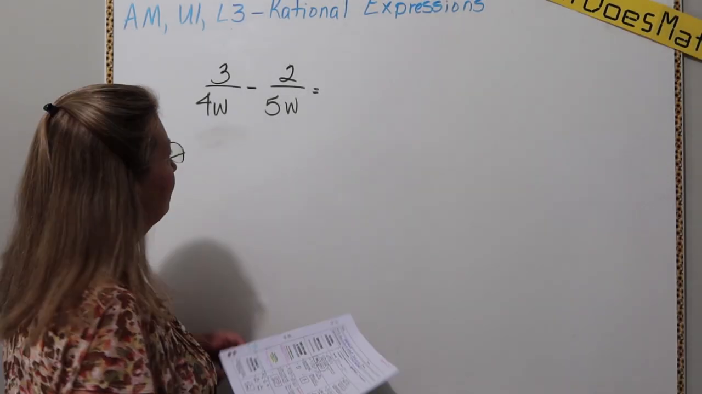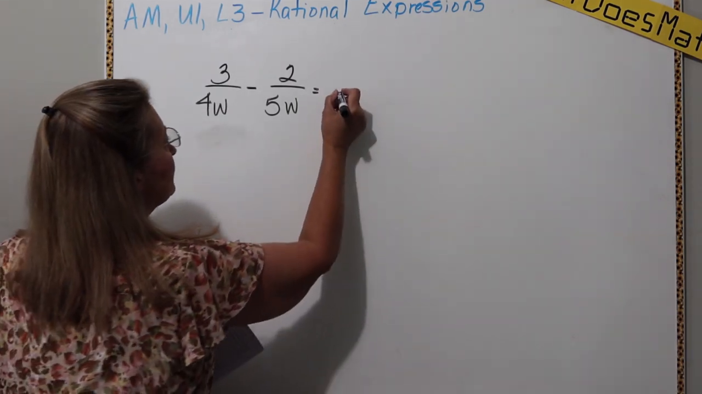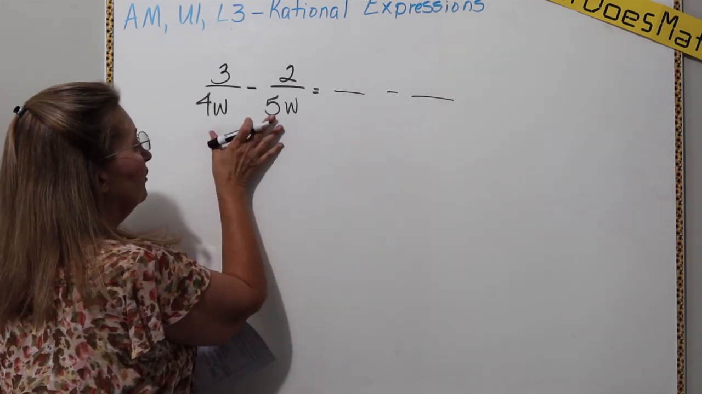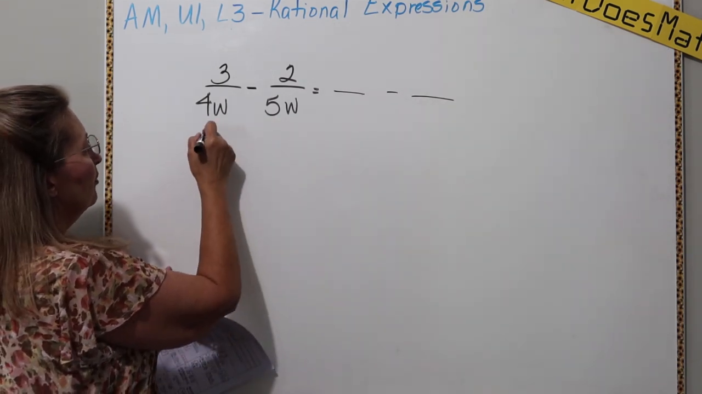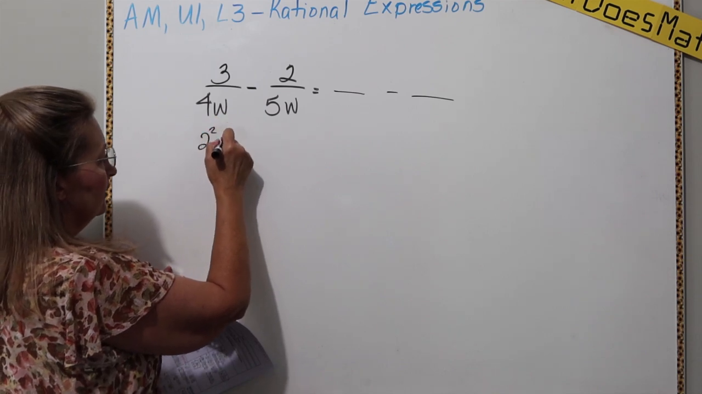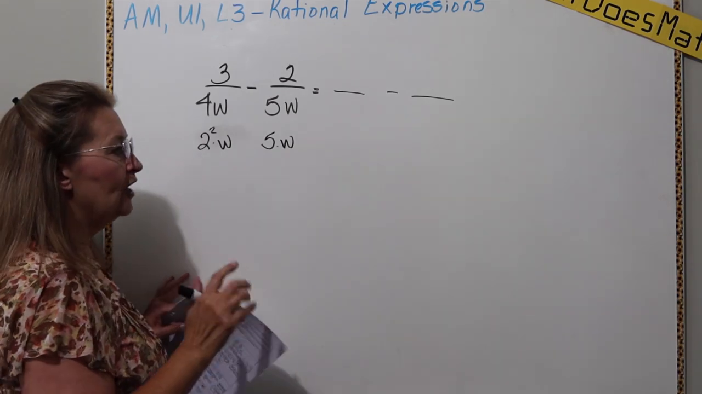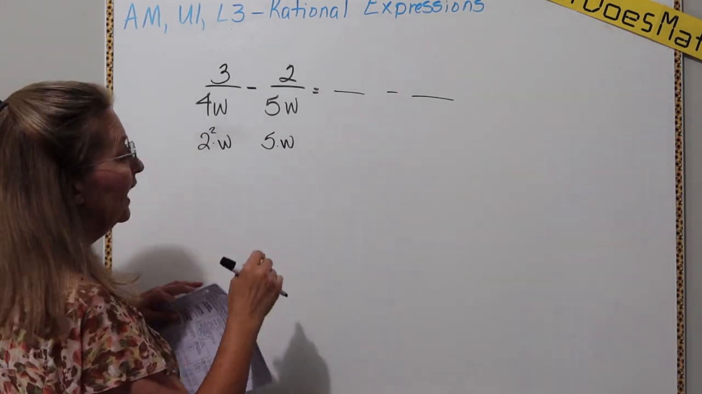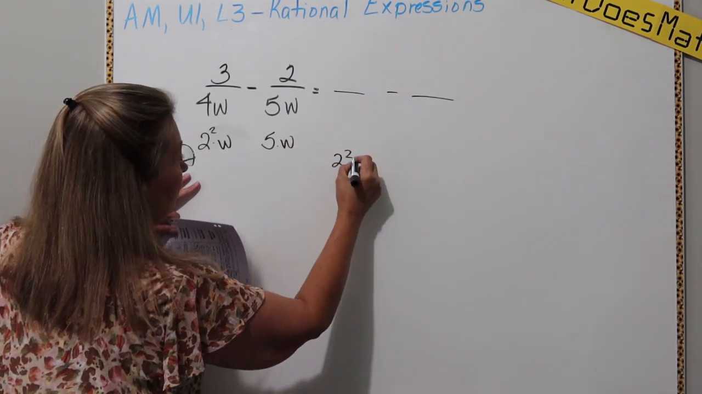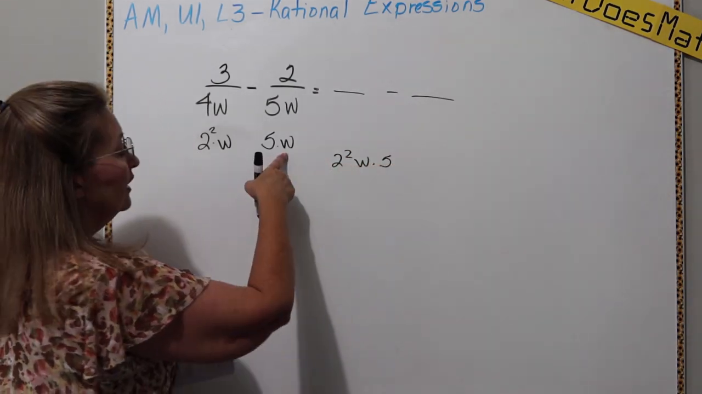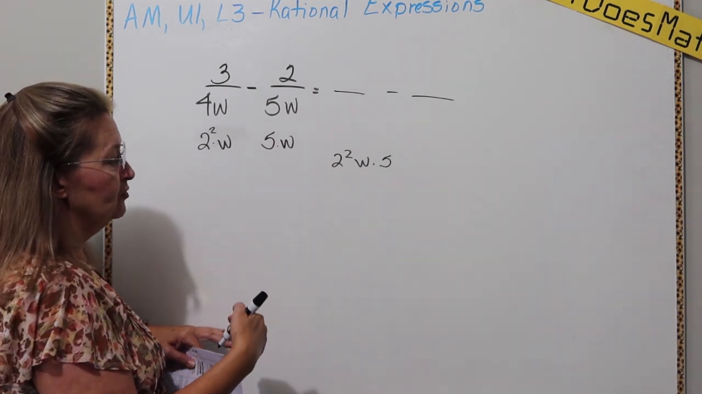All right, let's look at example 7, 3 over 4w minus 2 over 5w. What is the smallest number that both of these will go into? So let's prime factor both. Now 4 prime factors into 2 squared w, and this prime factors into 5 times w. So take one of everything and the highest exponent of each one. So you've got a 2 squared, you've got a w, and you've got a 5. Now you don't need another w. You've already got the base. You just want to take the highest exponent.